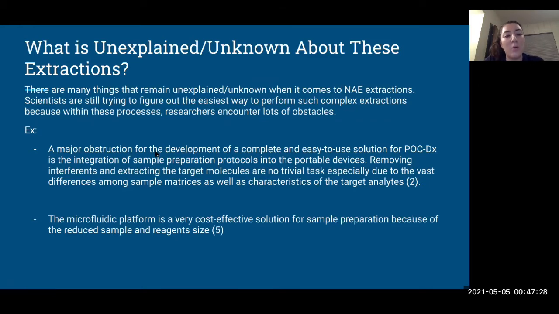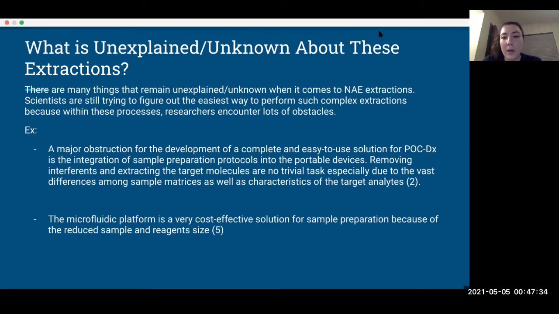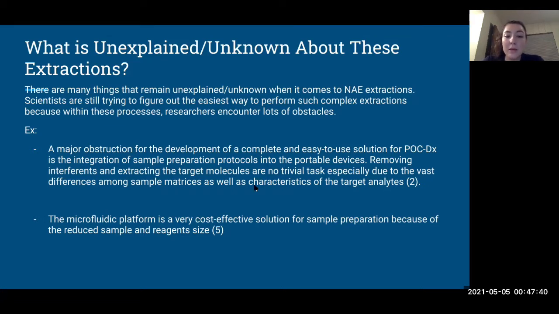So now we're gonna go on to what is unexplained and unknown about nucleic acid extractions. There are many things that remain unexplained or unknown when it comes to these extractions. Scientists are still trying to figure out the easiest way to perform such complex extractions because within these processes, researchers encounter lots of obstacles. As mentioned before, there are various extractions, and each one has its own complex steps. So we do encounter lots of obstacles.